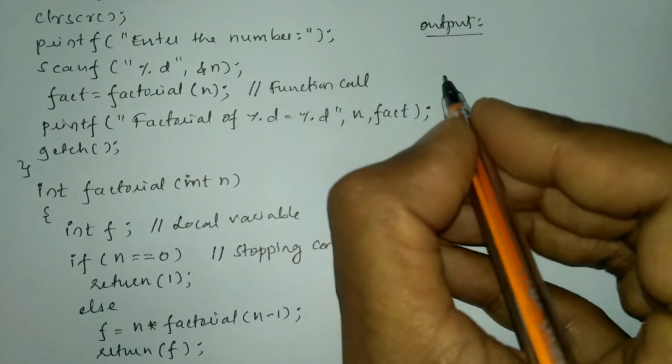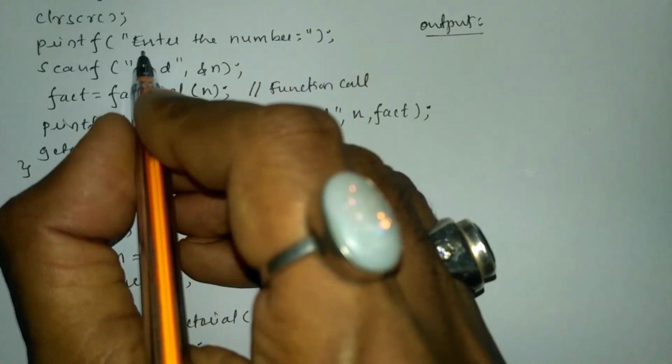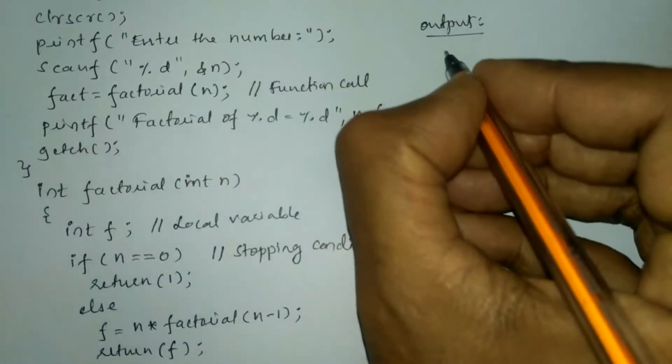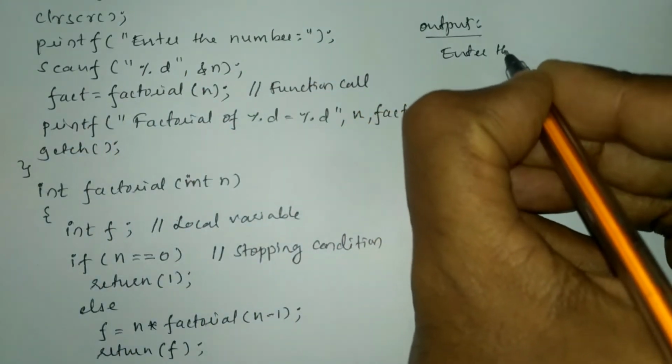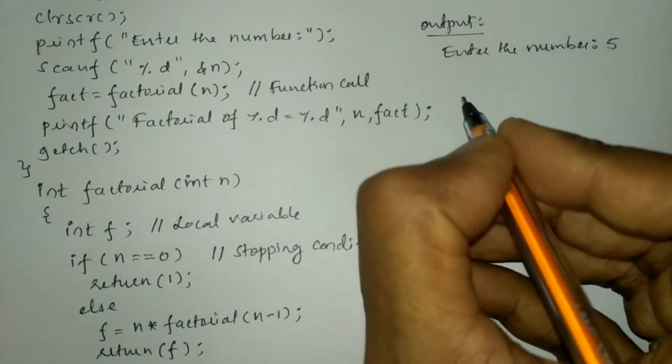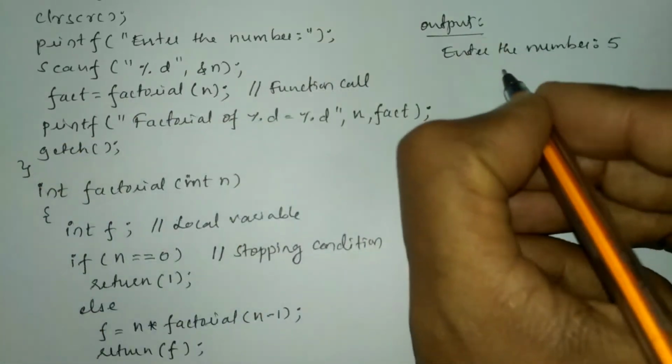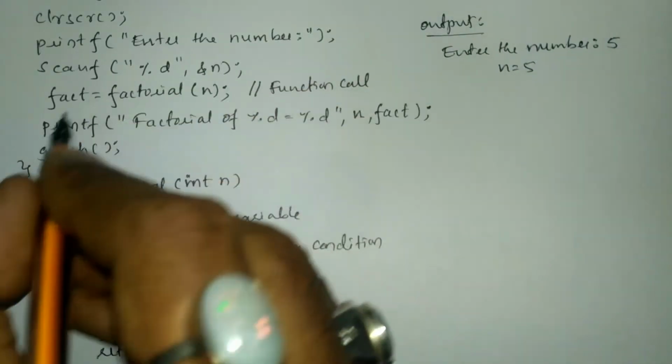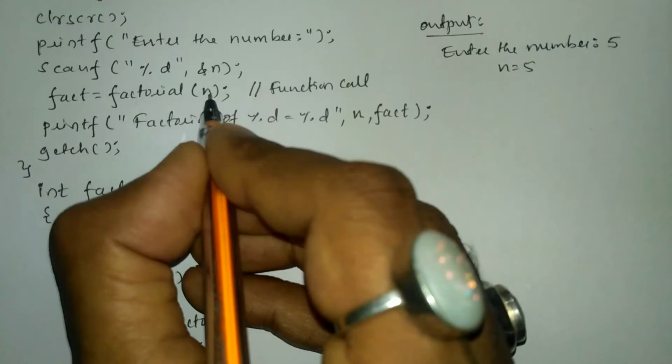So let me write output. Once we compile and run the program, it will ask the user to enter the number. So here I'm going to write "enter the number". For example, I'm going to write 5. So n is equal to 5. So now fact is equal to factorial of n.